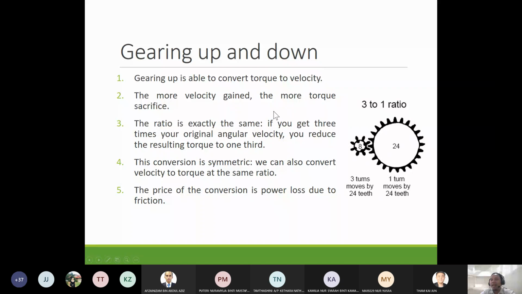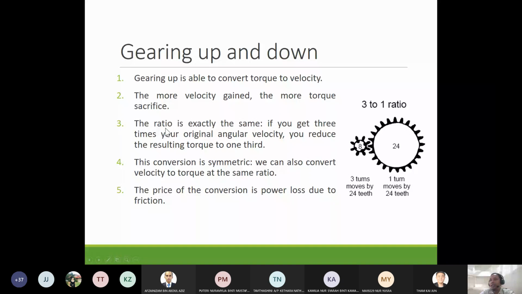Okay. So gearing up is able to convert torque to velocity. If you gear up, velocity increases. So the more velocity you gain, the more torque you sacrifice. If you go to gear 5 when driving, you can increase your speed, but the torque is less. Less torque for higher gear.